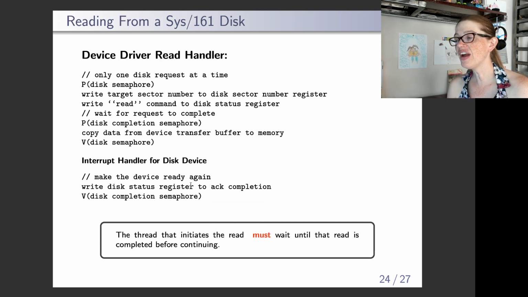Now the read handler, it kind of makes a bit more sense as to why we have that second semaphore. So with the read, we again can only have one happening at a time, so we P the disk semaphore. And then we are going to write the target sector number and read. Now you'll notice we didn't do anything with the transfer buffer because we are requesting data from the disk. Then what we're going to do is we P the barrier. We're going to wait for the read to complete.